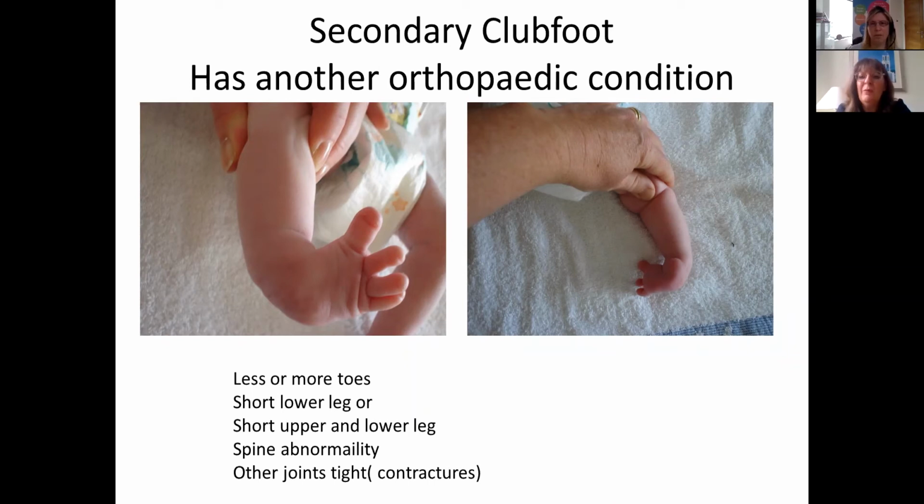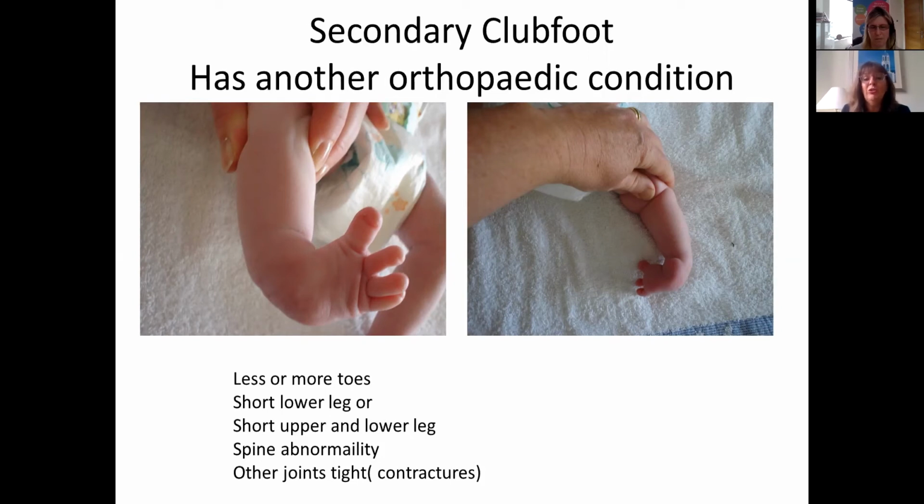In fact, when we were looking at the leg, this baby's lower leg was shorter than the other side, and it only had 4 toes on the foot. And so it indicates that it's a bigger problem than clubfoot. There's actually a problem in the leg rather than just in the foot. So it could be that they have more toes or fewer toes. More common to see a child with fewer toes.